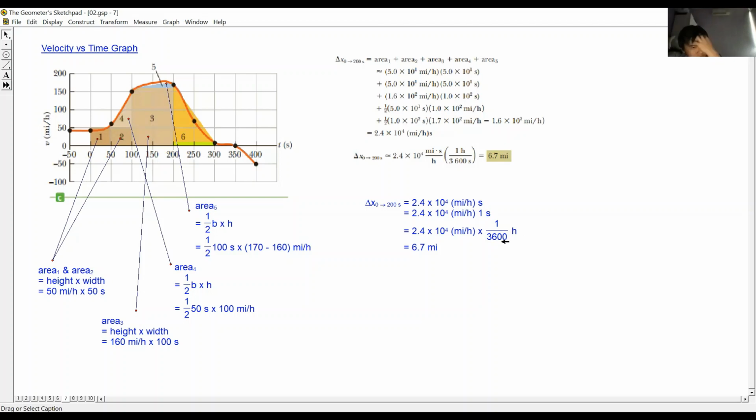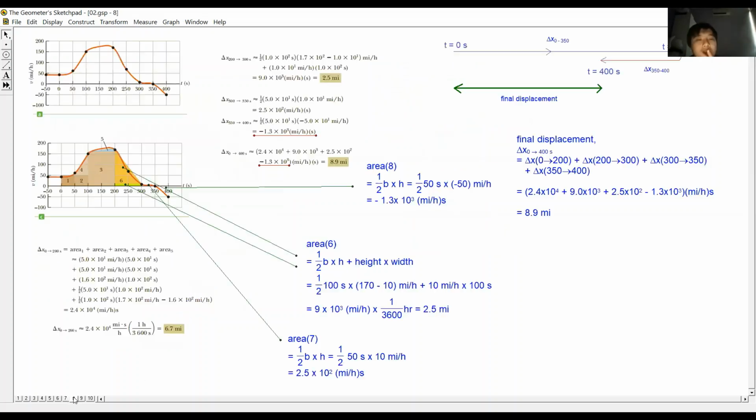Before converting to hour, multiply with 1 over 3,600. So before conversion it is 2.4 times 10 to the power 4. After conversion, it is 6.7 miles.